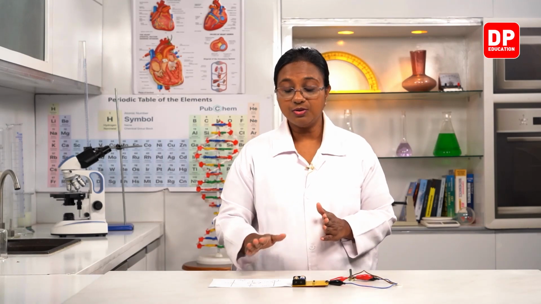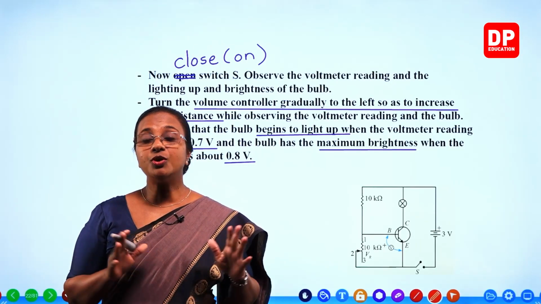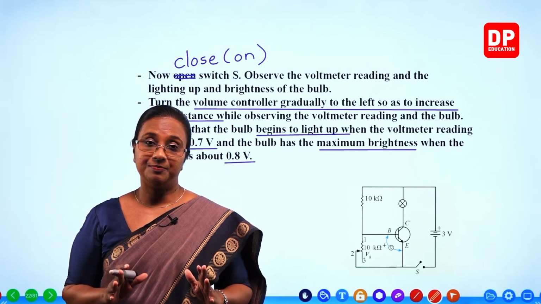0.7 and above, it becomes a closed switch and the bulb comes on. So that is how the transistor acts as a switch. Okay, students. So you all were able to observe the activity clearly.